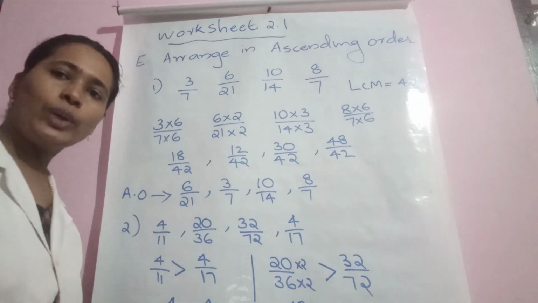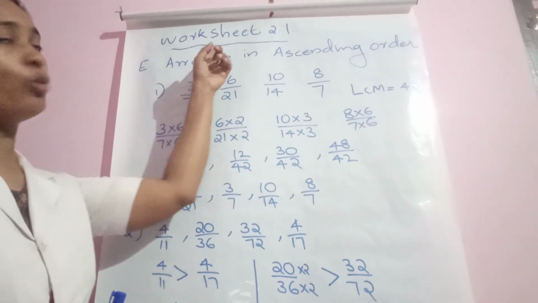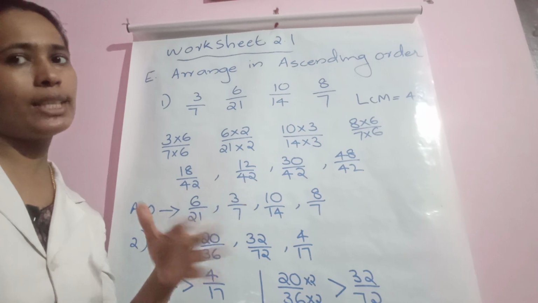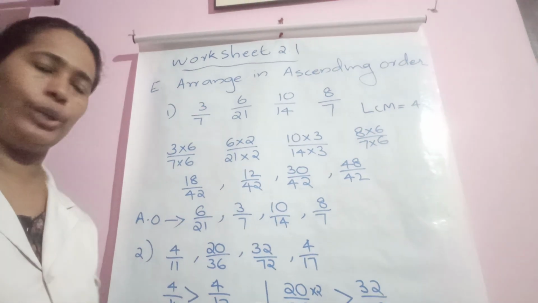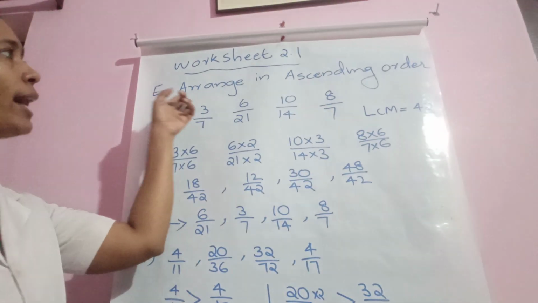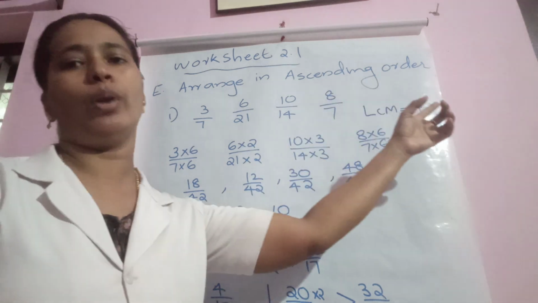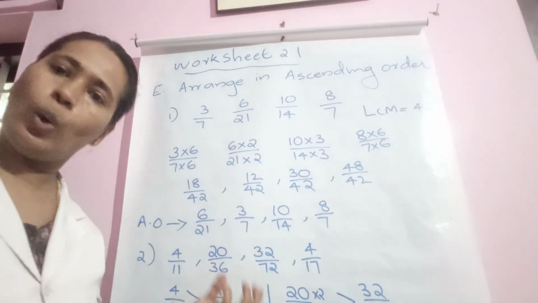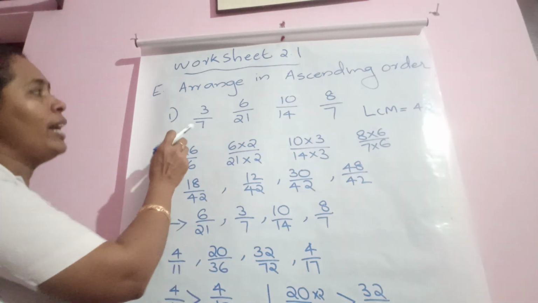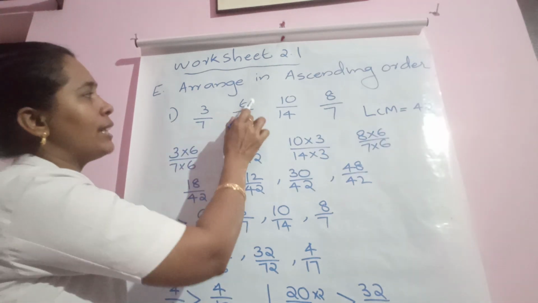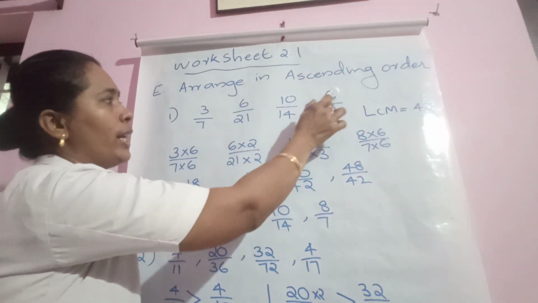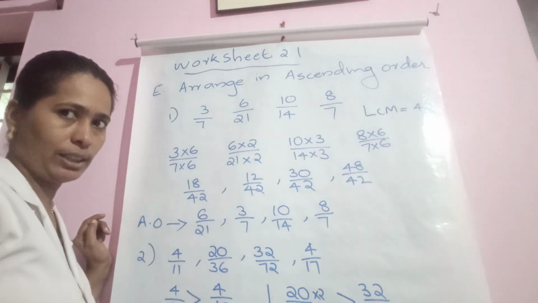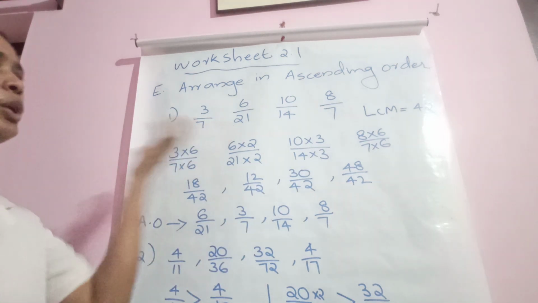Let us begin today's class with our worksheet 2.1. Some of the questions we already answered in the last video, and today we are going to arrange fractions in ascending order. Arrange the following fractions in ascending order. The given numbers are 3 by 7, 6 by 21, 10 by 14, and 8 by 7. We can do this in two ways.